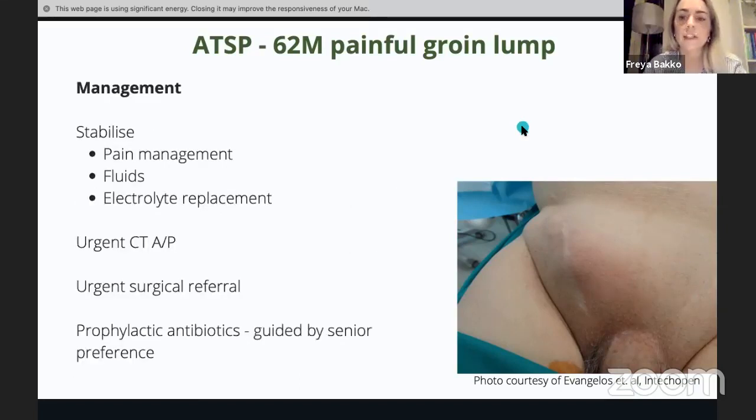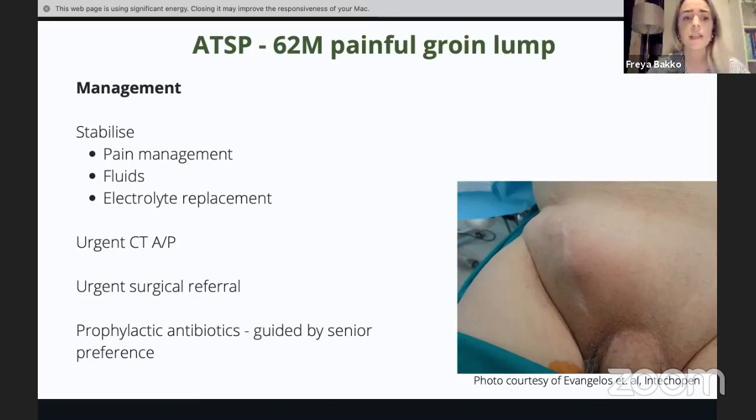So your initial management whilst you're waiting for someone to answer your escalation requests is to stabilize the patient. So you want to manage his pain because he is in quite a lot of pain. So prescribe him his pain relief, start with your usual paracetamol. You might want to prescribe him some antiemetics if he's feeling nauseous as well. Prescribe him some fluids. Then you want to make sure you replace his electrolytes. So patients with constipation may have electrolyte derangements.